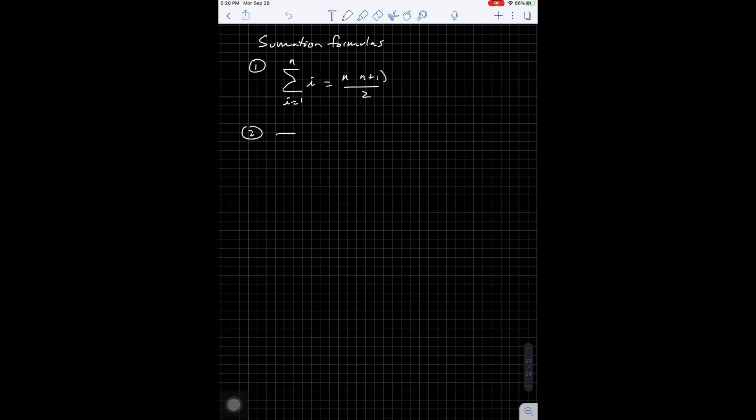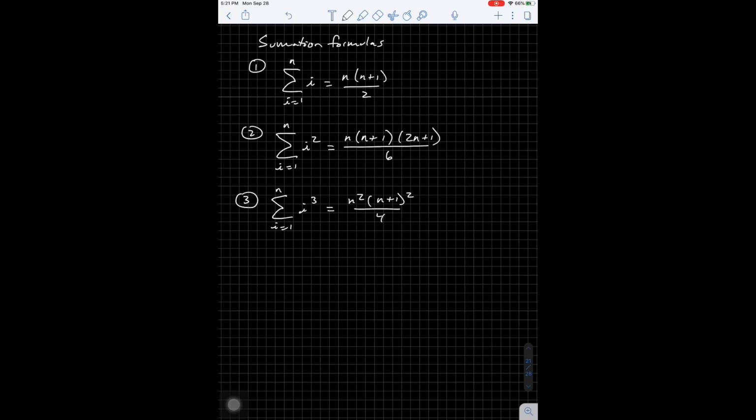Okay, next formula. If you are summing up i squareds, then your total is going to be n, whatever your biggest number is, times one more than that, times 2n plus 1, all over 6. Okay, and then the third sum formula is if you're summing up something cubed. That's going to be n squared times n plus 1 squared, over 4.